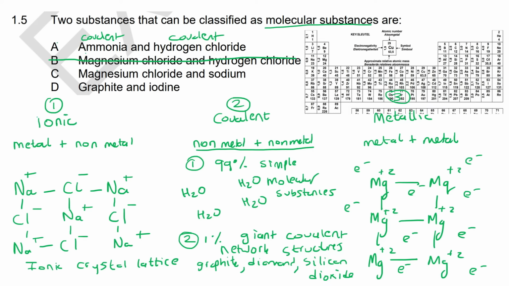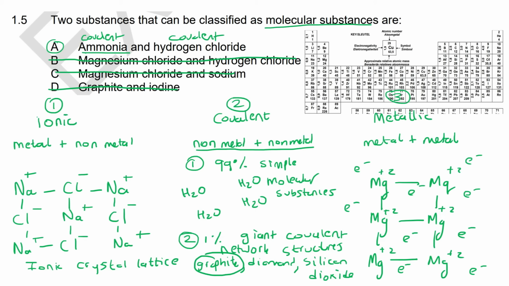Okay, so it can't be that one. This one also has magnesium. You see how it's got magnesium over there, so it can't be that one. And then it can't be this one, because this one has graphite, and graphite is one of the giant covalent network structures. So the answer would have to be A.